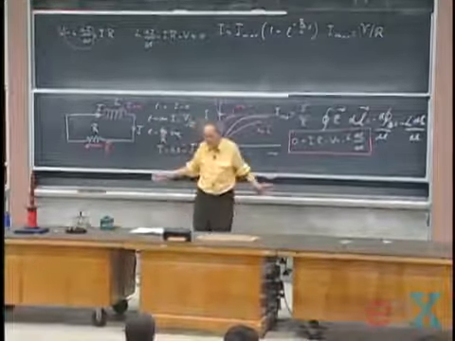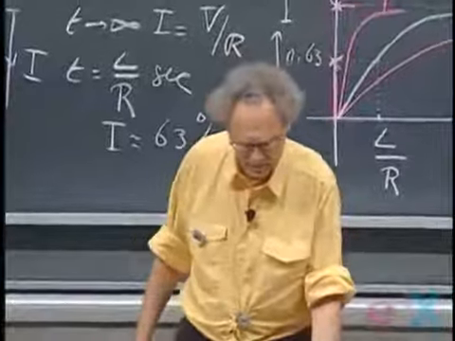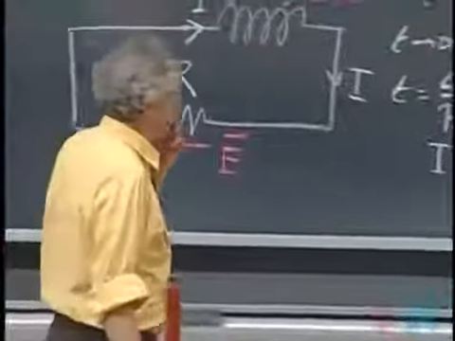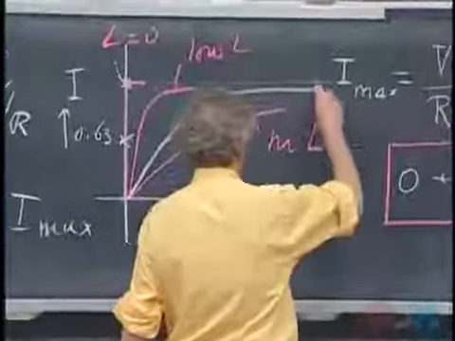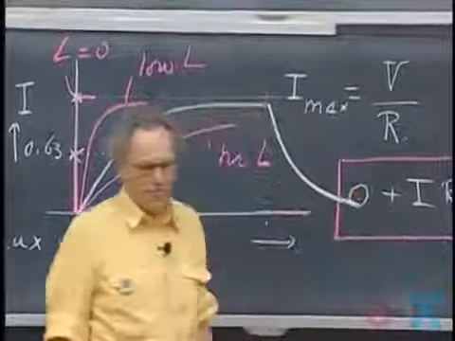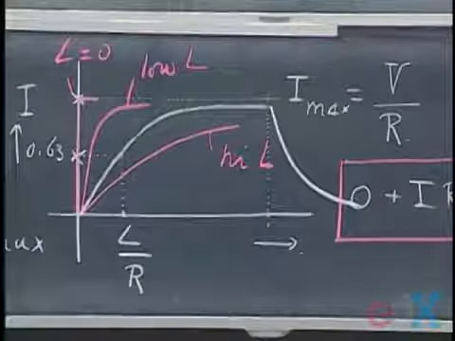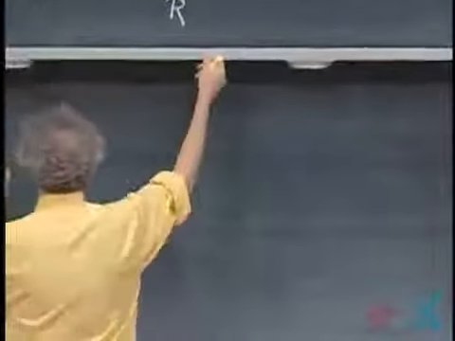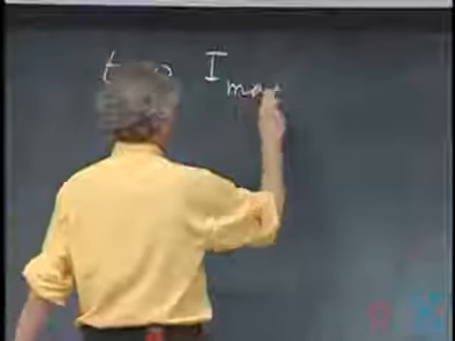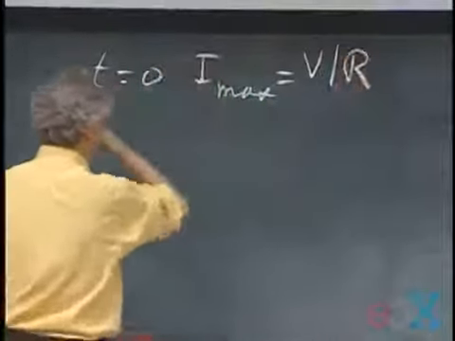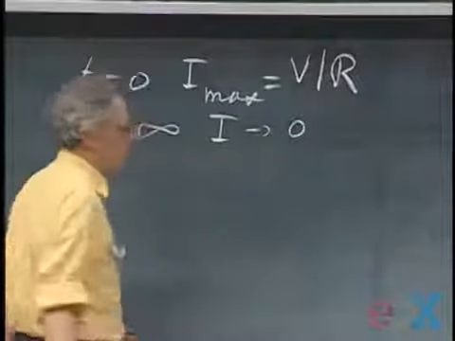Well, the self-inductance doesn't like the fact that the current is going down, so it's going to fight that change. And so you expect that the current is not going to die off right away, but that the current is going to go down sort of like so. At t equals 0, the current is still maximum, so it's still V over R, but when you go to infinity, if you wait long enough, then of course the current has to become 0.